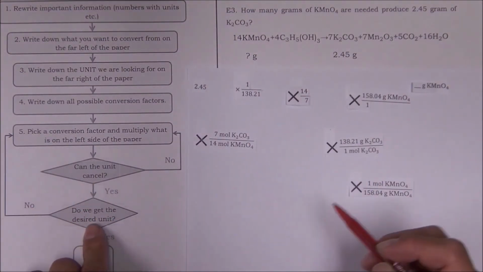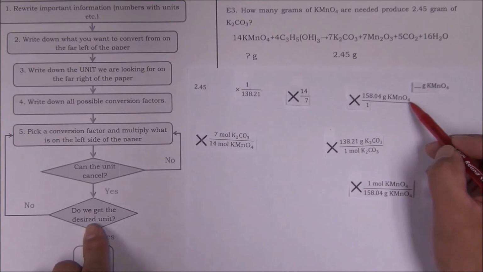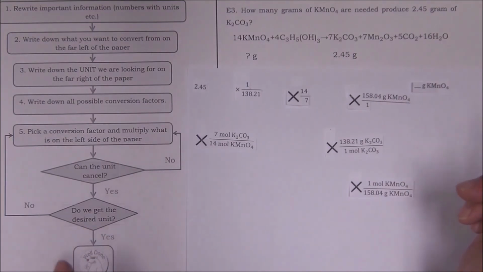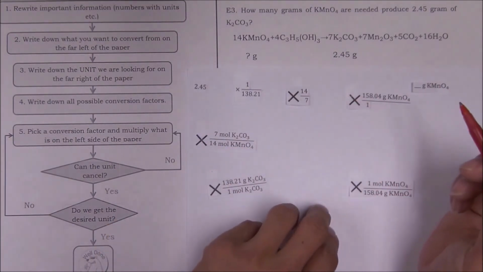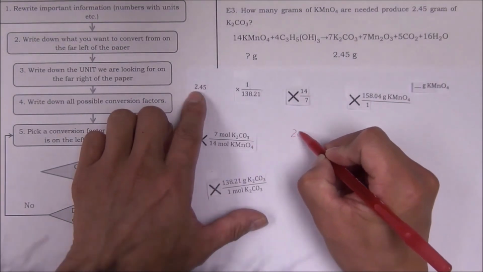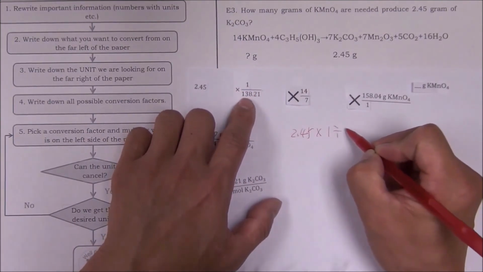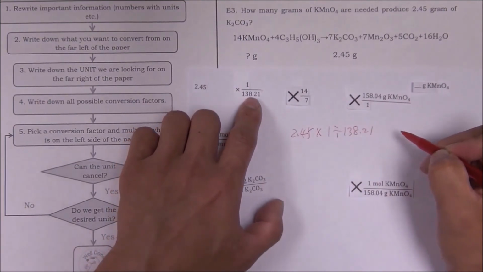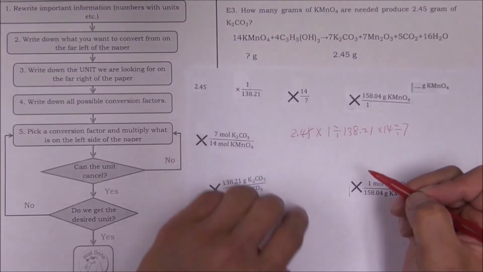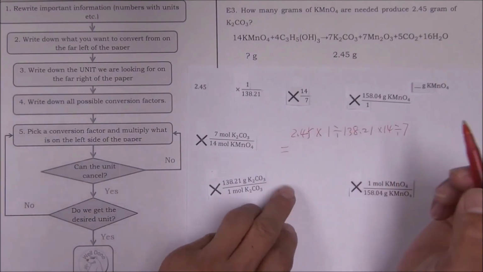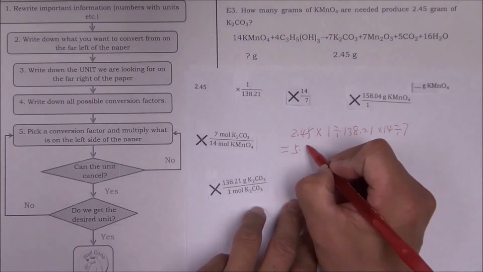Do we get the desired unit? We are looking for gram potassium permanganate, and we have gram potassium permanganate. Good news, well done, bingo! All we need to do next is punch all the numbers into a calculator. 2.45, multiply 1 on top, divide by 138.21 at the bottom, multiply 14 on top, divide by 7 at the bottom. After we calculate using the calculator, the answer is 5.60.